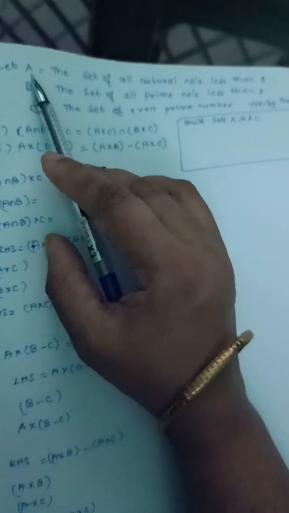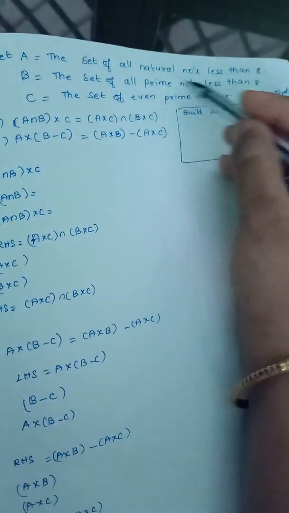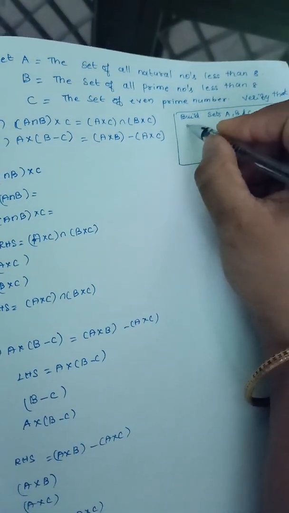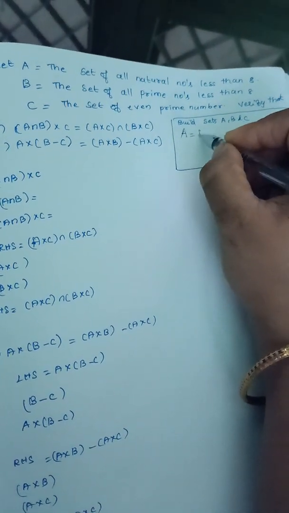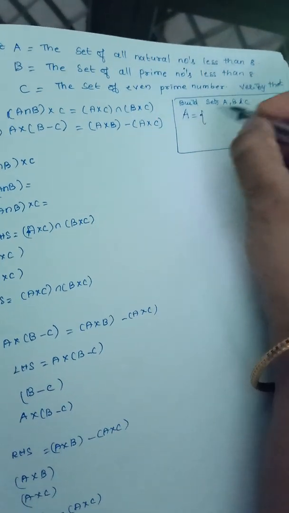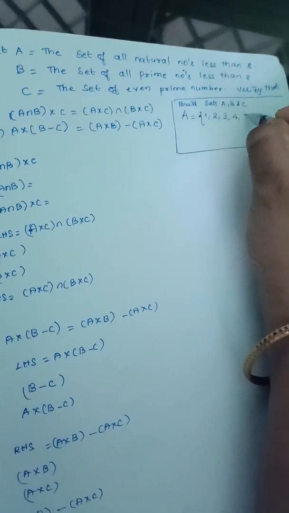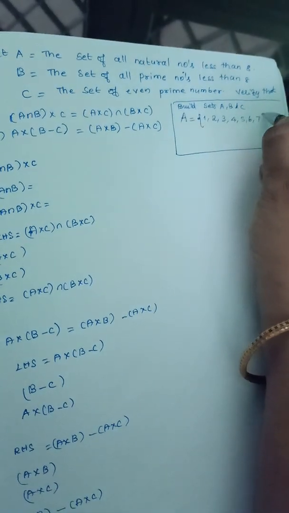How is it given? Sets A, B and C are all given in descriptive form, right? You have learned in 9th standard, all the sets are given in descriptive form, in words. We have to build the sets A, B and C. And what is A? All natural numbers. Natural numbers start from 1, right? But less than 8. The condition is less than 8. So 1, 2, 3, 4, 5, 6, 7.